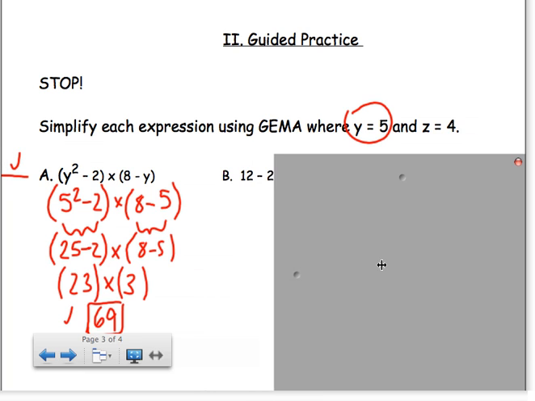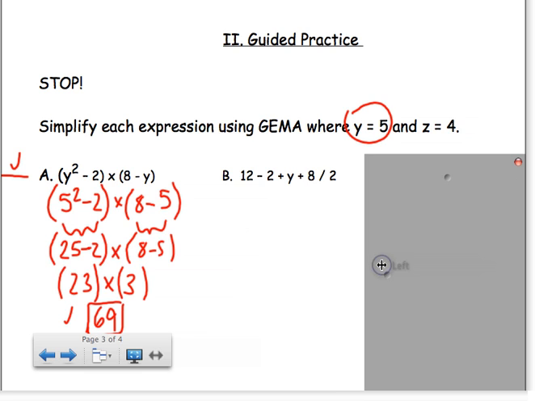Stop the video here. Simplify this expression, 12 minus 2 plus y plus 8 divided by 2 when y equals 5. Stop the video here and then press play once you've finished to check your answer. Okay, it's time to check your answer for B. You just tried it, so there's no z here, so again, the only one you care about is that y equals 5. So you have 12 minus 2 plus, instead of y, you write 5, plus 8 divided by 2.